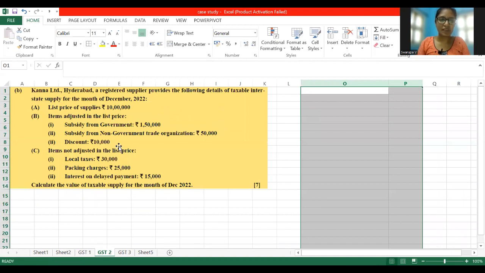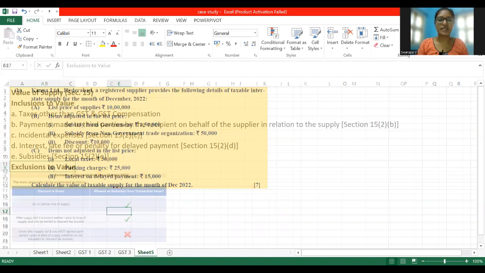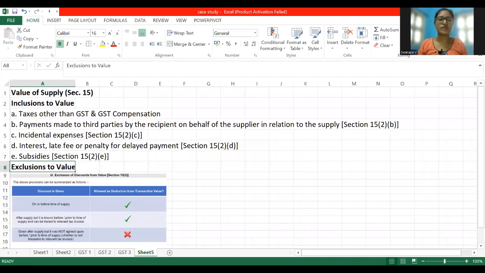Now we'll go to the second question. Second question is relating to calculation of taxable supply. Now, calculation of value of taxable supply, we need to understand section 15. It is to test whether the knowledge of section 15 that you have, whether you have completely understood and grasped what is included in the value and what is not included in the value. So just brushing up through the value of supply.